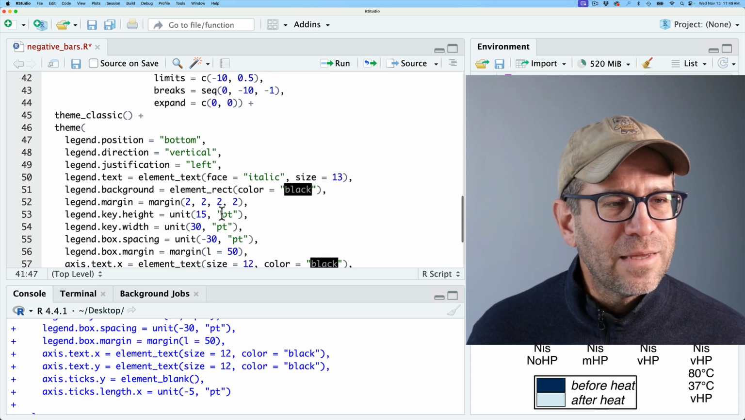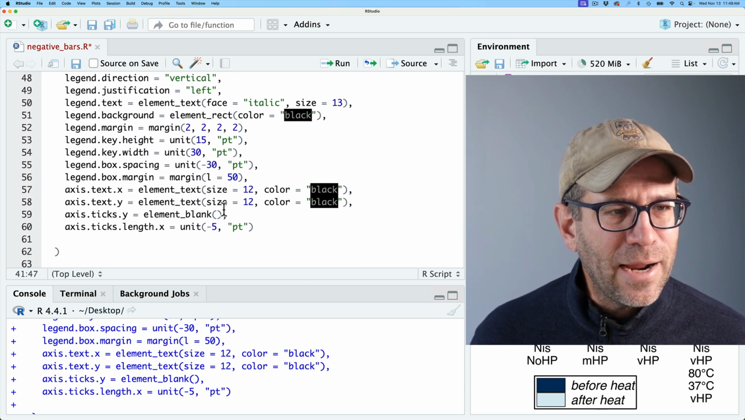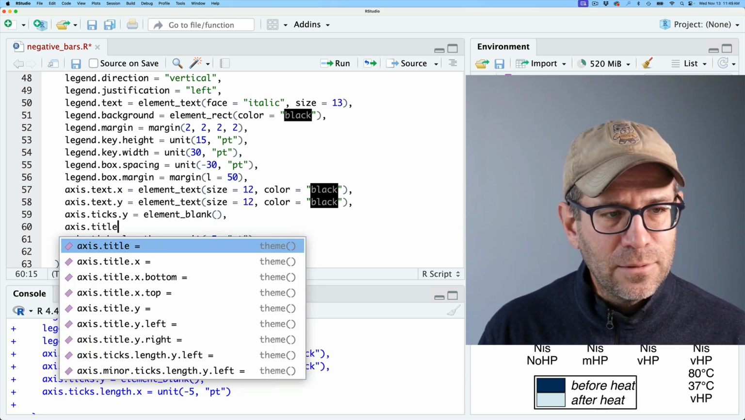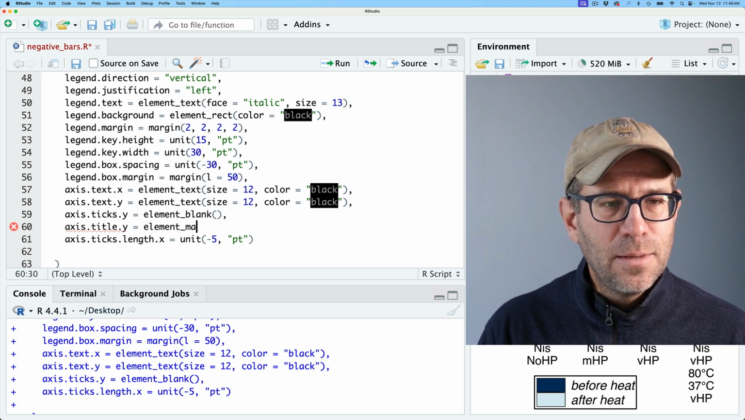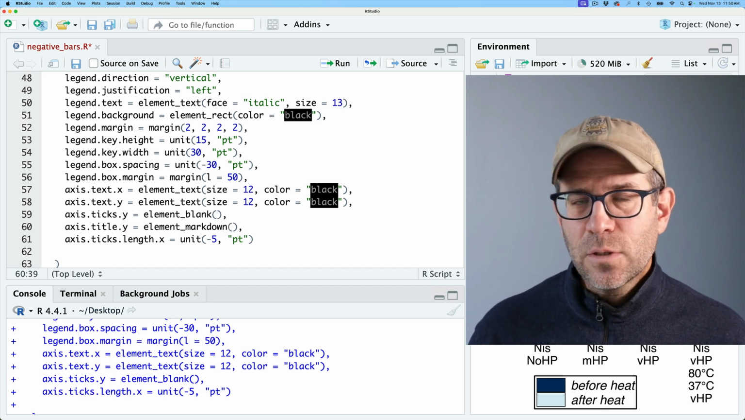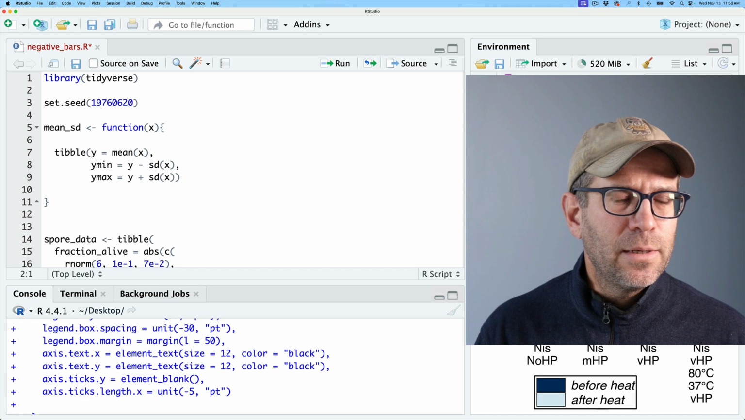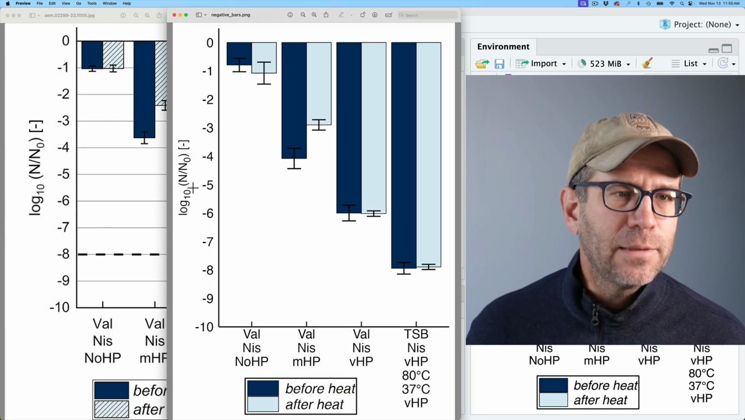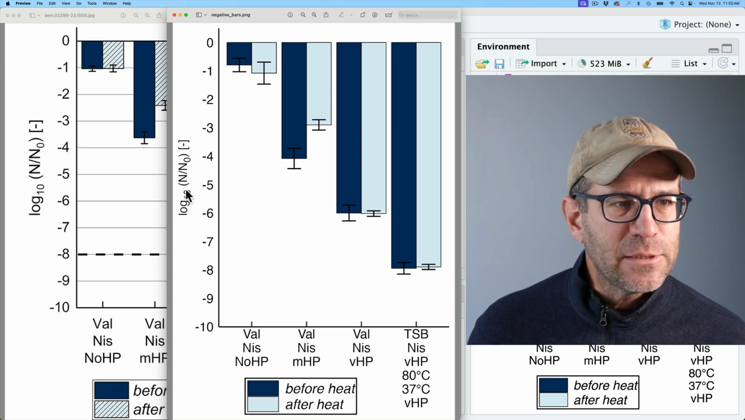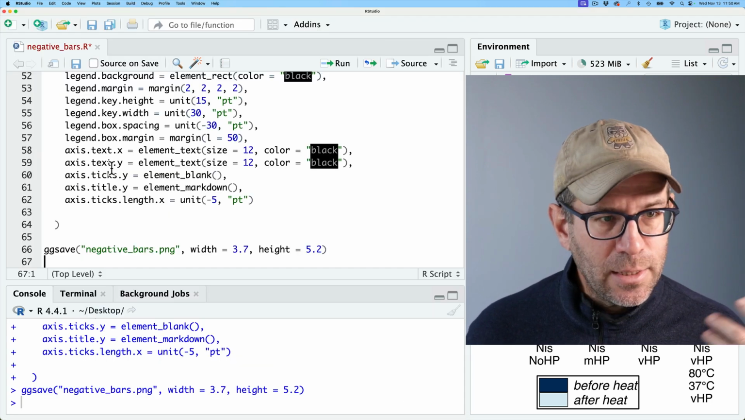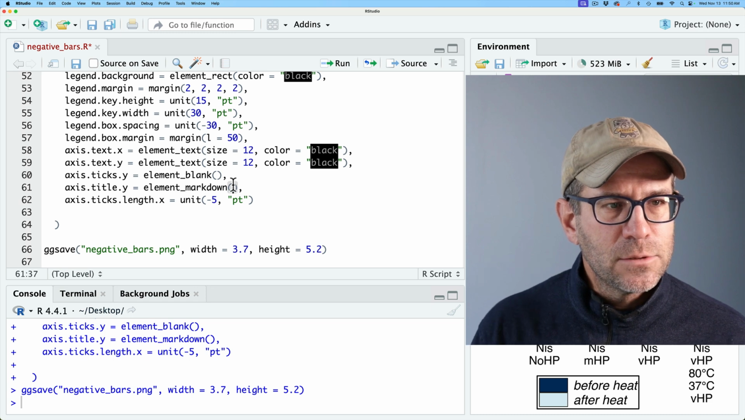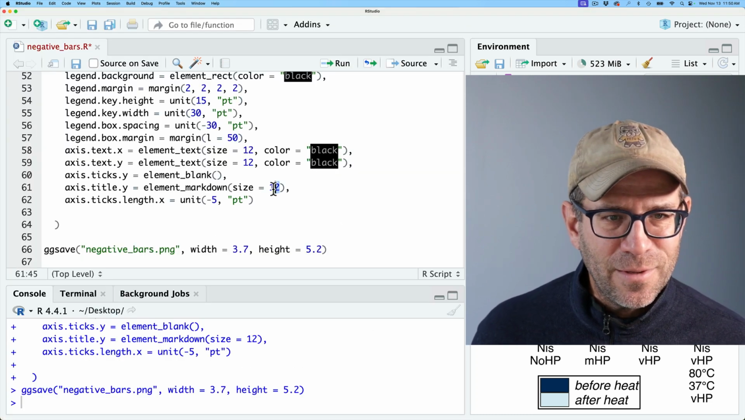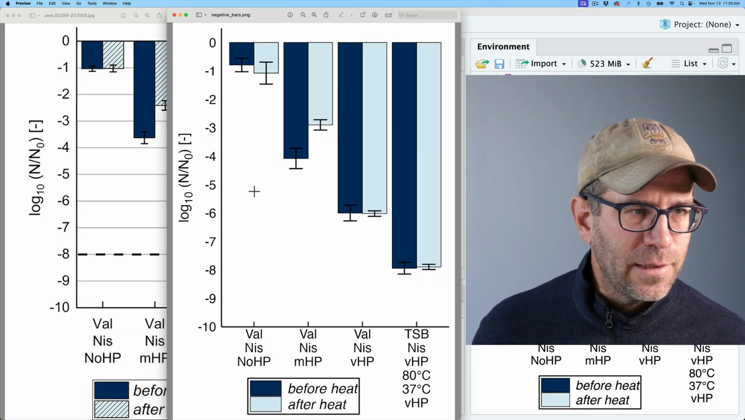Then what we need to do is to go ahead and in here for our axis text, let's do axis.title.y equals element markdown. And element markdown comes to us from ggtext. So I need to go ahead and add library ggtext. And then let's go ahead and run all this. Now we've got the subscripts looking good. This is a little bit smaller than what they had. So let's go ahead and make that a bit larger. So here we can do size equals 12, maybe a little bit bigger. Let's go up to maybe 13. And I think that looks all right.